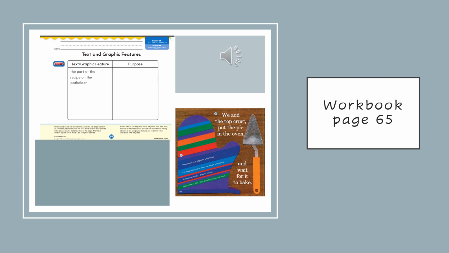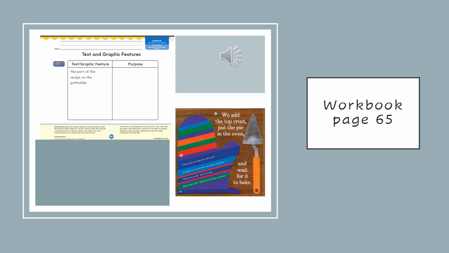So talking about text and graphic features, look at your workbook page, and it's divided into 2 sides. On the left side, it says the part of the recipe on the pot holder. Well, that's the text and graphic features, as we said. That's the pictures and the words. And on the right side, it says purpose. Well, purpose. What was the purpose? Why did they put that there? Okay, well, why did the author put that pot holder with the recipe on the storybook?